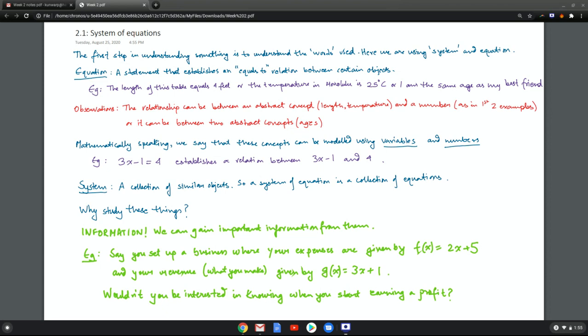Now, what is a system? A system can most loosely be defined as a collection of similar objects. So a system of equations means it's a collection of equations.